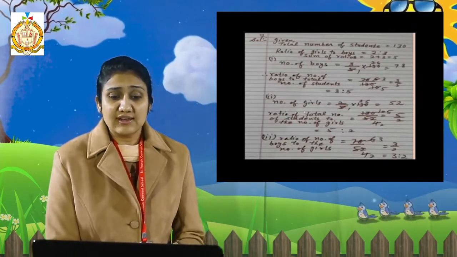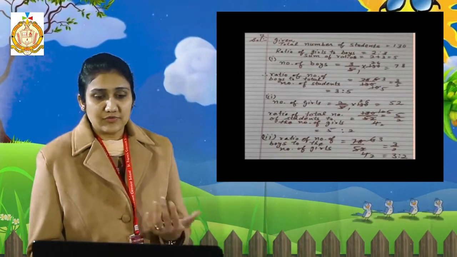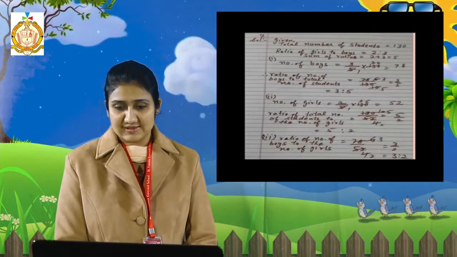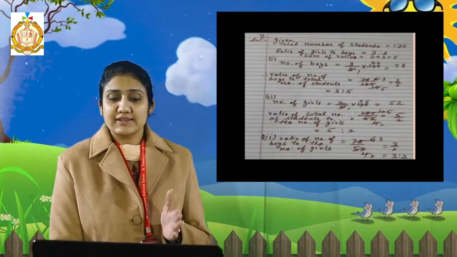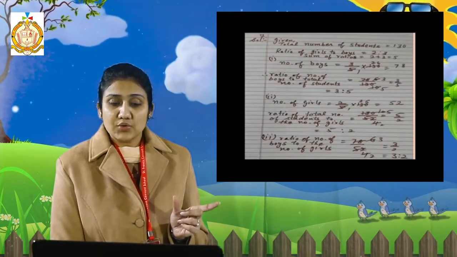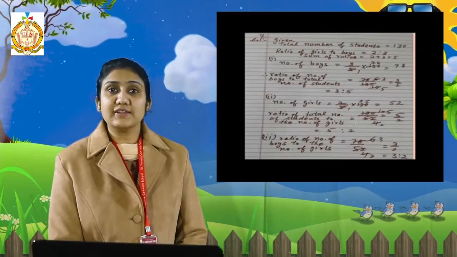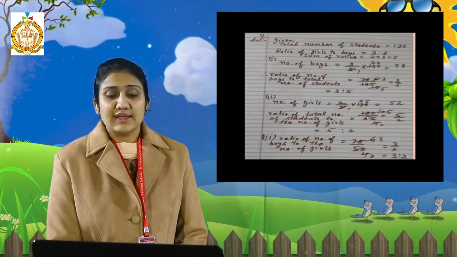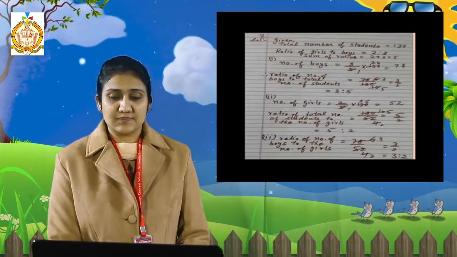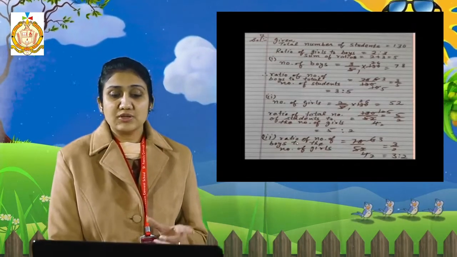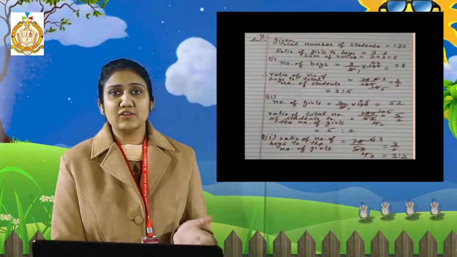If they are asking for the ratio of the total number of students to the number of girls, firstly find the number of girls. Then the ratio is given by the total number of students to the total number of girls. Write the total number of students in the numerator and the number of girls in the denominator, then cancel the terms and you will get the answer. So be careful which number is told first. You have to place it in the numerator and the second number in the denominator.